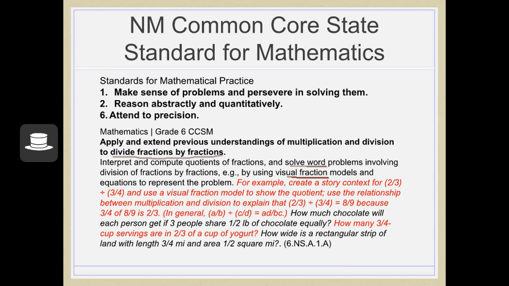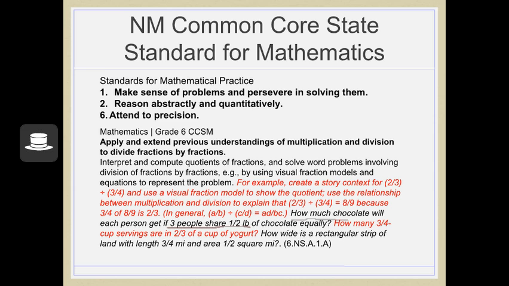In the first one, we'll work with the idea of creating a story context and dividing 2/3 divided by 3/4 to give 8/9. That one also involves the story context, how many 3/4 cup servings are in 2/3 cup of yogurt. In a previous thread, back in the 4th grade standard, we looked at how much chocolate each person will get if 3 people share 1/2 pound of chocolate equally. This idea would be a precursor to the thread that we're working on now.